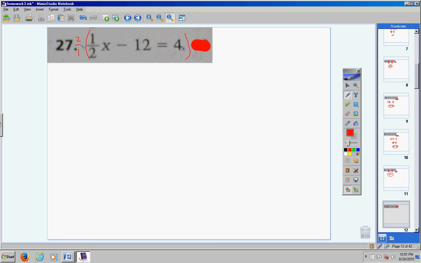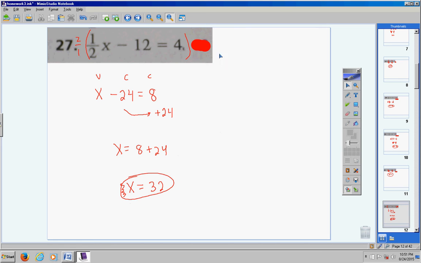2 over 1 times 1 over 2, your 2's would cancel, leaving you with 1x or x. 2 times negative 12 is negative 24. 2 times 4 is 8. And now we're just about finished. Simplify both sides. There's no simplifying we can do. Variable term, constant term, constant term. Bring your 24 over. Make it a positive 24. So x equals 8 plus 24, so x equals 32. There's no coefficient right here to divide by. So you're finished. x equals 32.